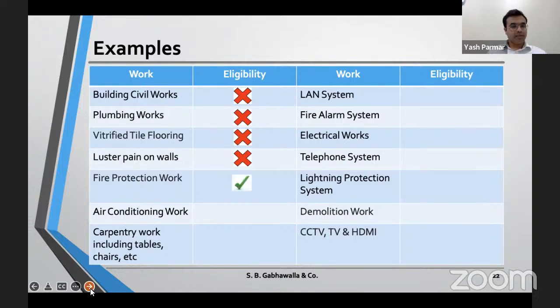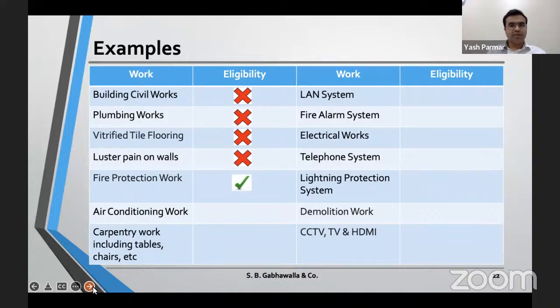Fire protection work. Now, fire protection work which is generally carried out is not in relation to an immovable property. Some devices are fitted on the ceiling which can be easily removed, your fire extinguishers, etc., which are fitted on the wall. You can very well remove the fire extinguisher from the wall and use it. So it is not in relation to an immovable property and therefore ITC can be claimed.